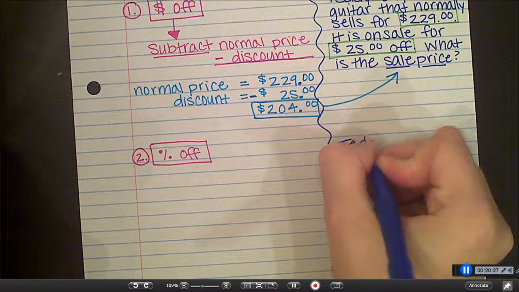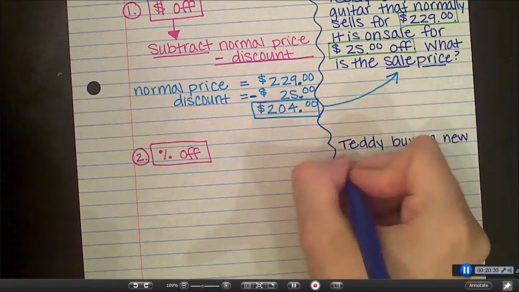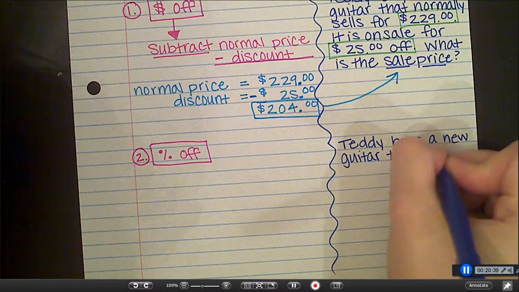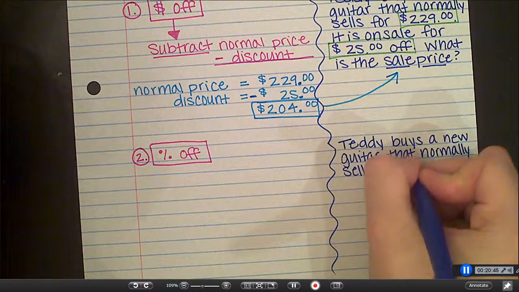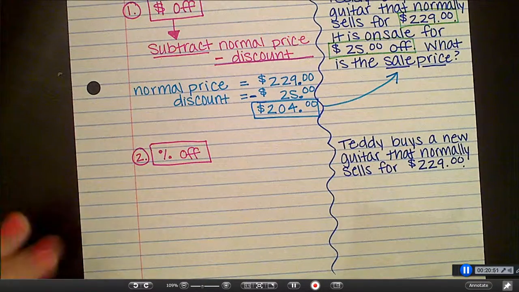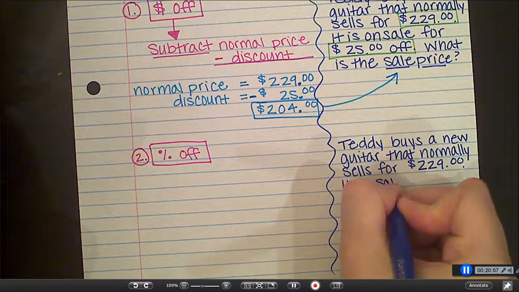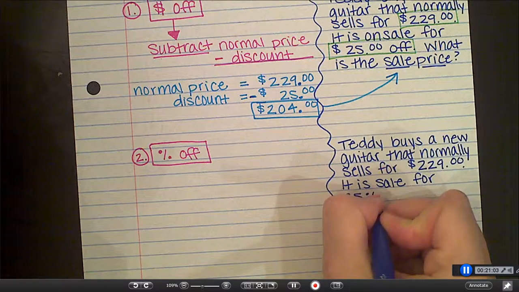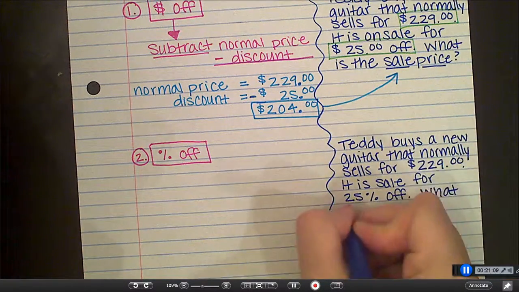So let's rewrite our problem. Teddy buys a new guitar that normally sells for $229. Okay? Our same guitar, but this time it is on sale for 25% off. What is the sales price?